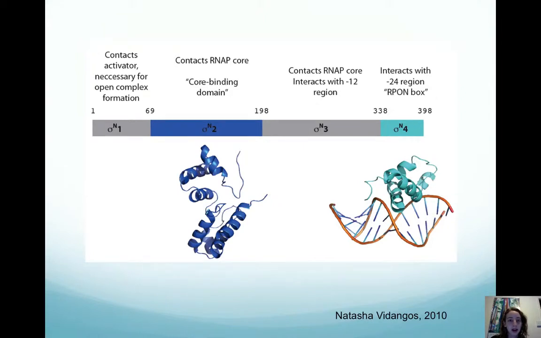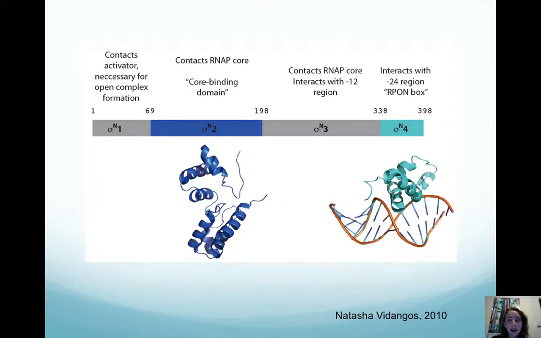So what we're interested in is how this happens. How does sigma 54 go from closed to open complex? So looking a little closer, you can see that from residues 1 through 69, that's where it contacts the activator. And residues 69 through 198 is where it contacts RNA polymerase, and we call that the core binding domain. And then these further segments down here, this is where it contacts the DNA.